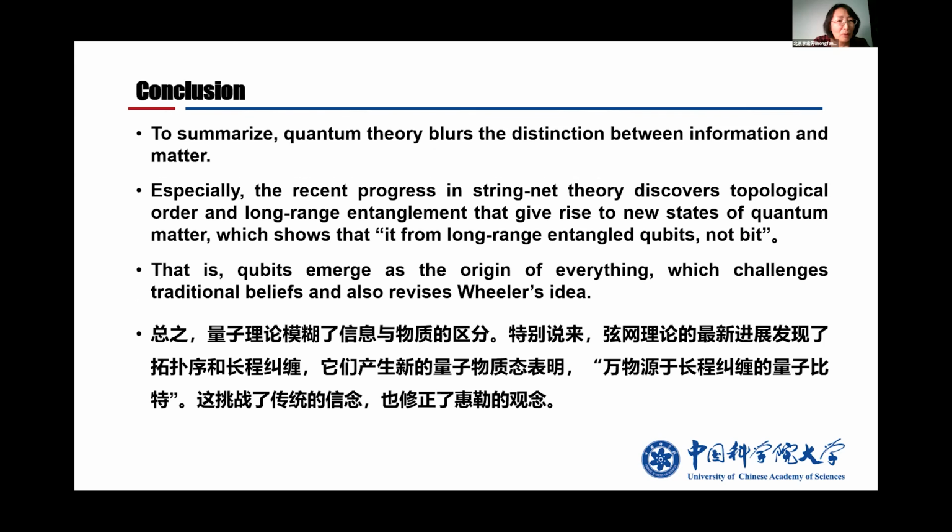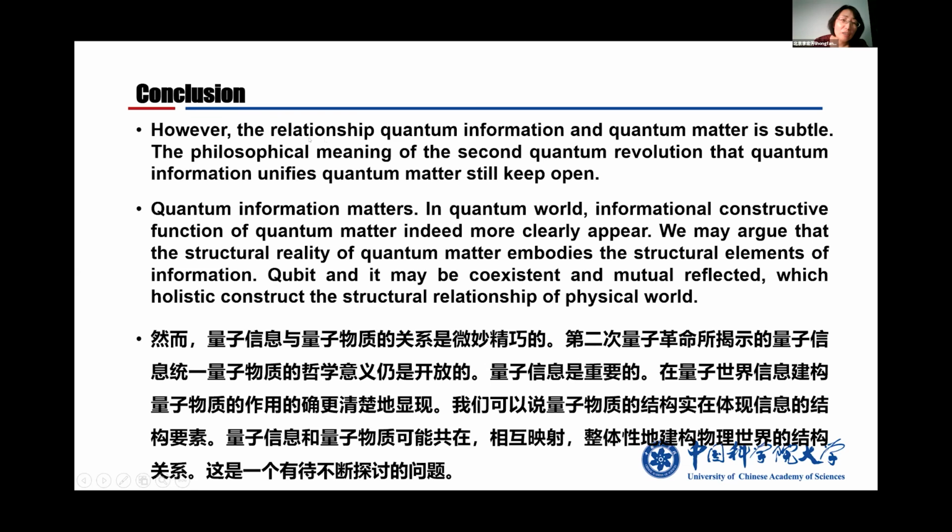Conclusion. To summarize, we contrast the relationship between information and matter. In physics, the recent progress in string-net theory discovered topological order and long-range entanglement that give rise to new states of quantum matter, which show that from long-range entangled qubit, not bit, matter emerged as the origin of entities. This challenged the traditional belief, and also revives Wheeler's idea. However, the relationship between quantum information and quantum matter is subtle.